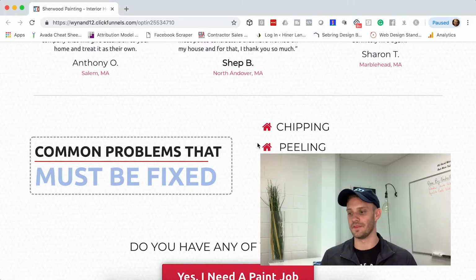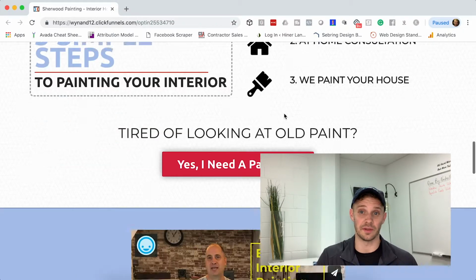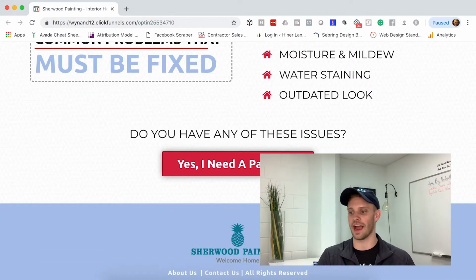Common problems that must be fixed: chipping, peeling, moisture, and mildew. What we're doing is we're talking specifically to people. Maybe somebody's thinking, oh, I've got mildew in the bathroom. And if we list it out, hey, here's a common problem we fixed, mildew, they're gonna go, great, I know you can fix it. I see people already enjoy you. I know it's easy to work with you in 3 simple steps. Let's talk, all right? And finally, one final call to action. Do you have any of these issues? Yes. So that's what we're doing here. We're trying to get people in the mindset of, yes, we can help you, and working with us is a breeze.